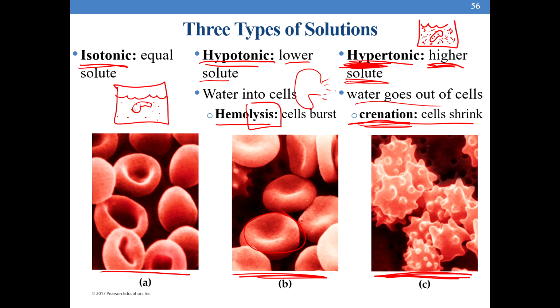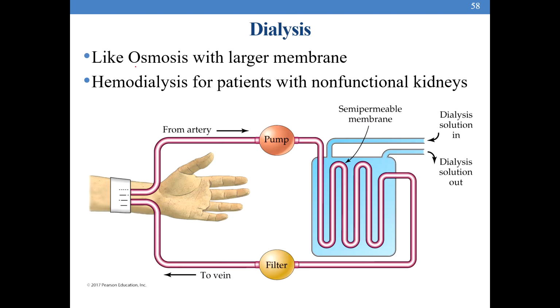Okay, so you definitely need to know those three, and you need to understand what happens, who's got higher solute, who's got lower solute, that kind of thing, what happens to the red blood cell. Just one quick comment on dialysis, because your book mentions it at the end, but it's kind of like osmosis, but the word you would use is hemodialysis for patients. So people that need to undergo dialysis have non-functional kidneys. Your kidneys filter your blood.